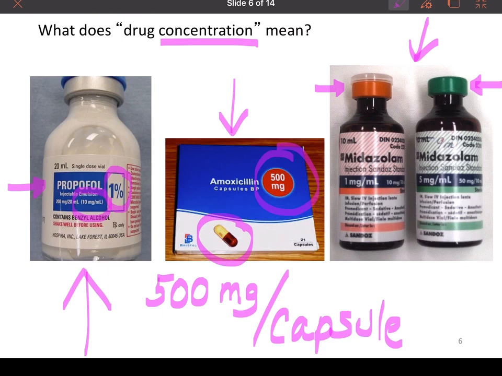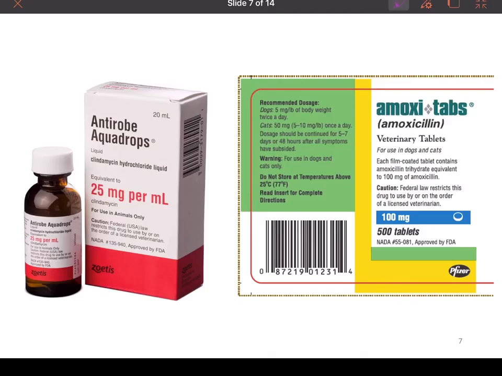This is important. If you see 2 different color bottles, there's probably a reason for that. On the orange cap bottle on the left, the concentration is 1 mg per mil, and the green top bottle on the right is a stronger one. This is 5 mg per mil. So you need to be careful when you're picking up something off the shelf that you're grabbing the correct concentration of drug.